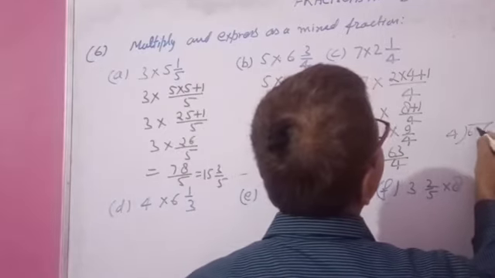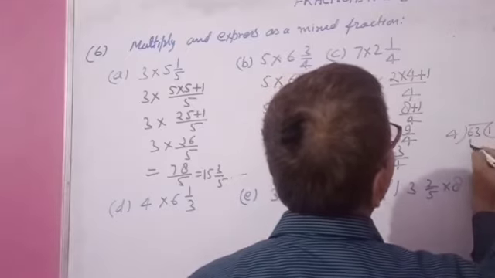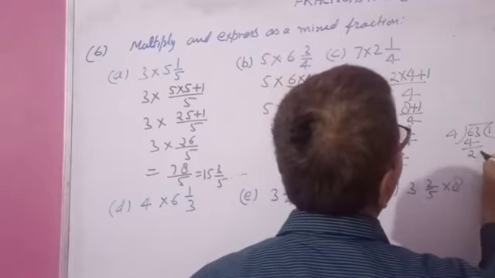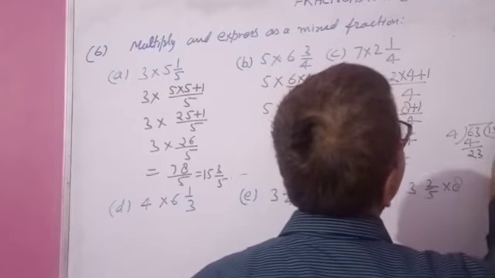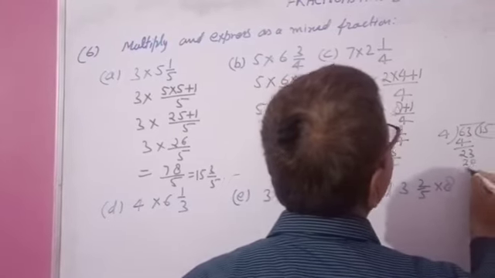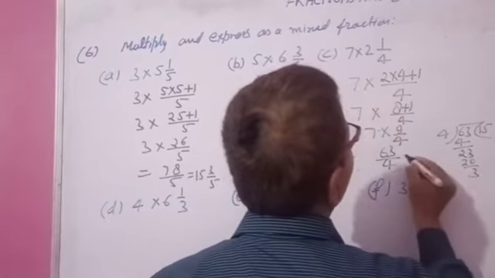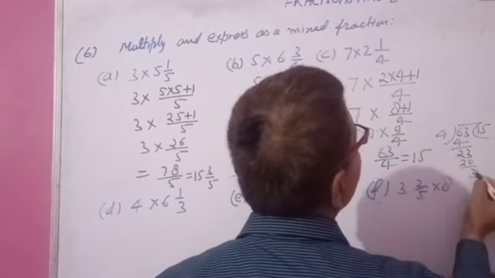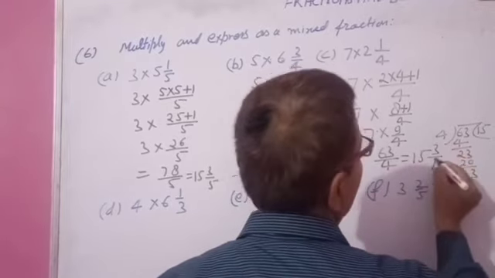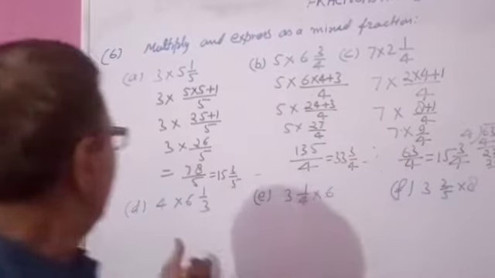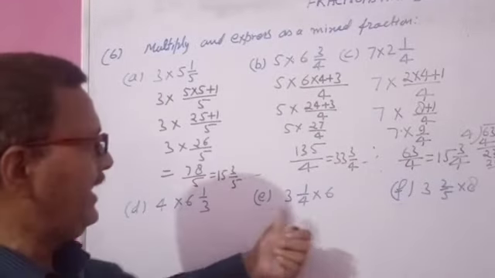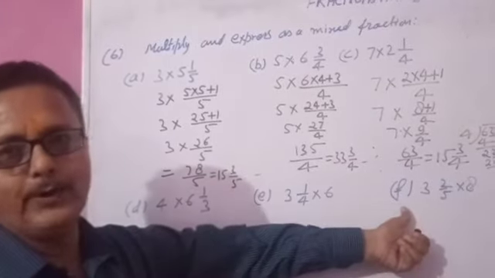4 15s are 60, that is 3. 15 whole 3 upon 4. These are the answers, and these D, E and F parts you will do on your own.